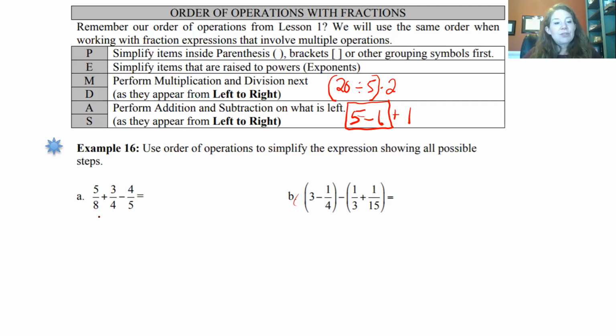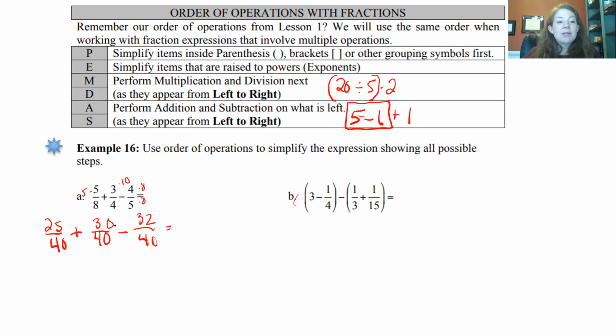All right, so the first thing we need to do is find a least common multiple. So I know that 8 times 5 is 40. And of course, 4 goes into 40. So we're going to use a common denominator of 40. All right, so 8 times 5 is 40. So we're going to multiply 5 times 5. 4 times 10 is 40, so 3 times 10 is 30. And 5 times 8 is 40, so 4 times 8 is 32.